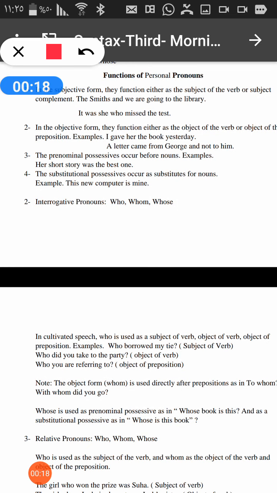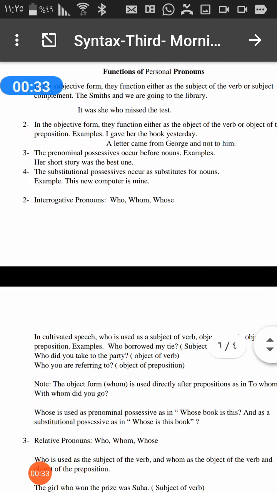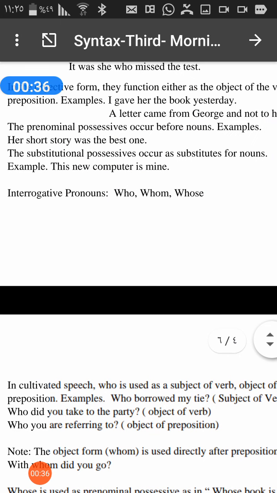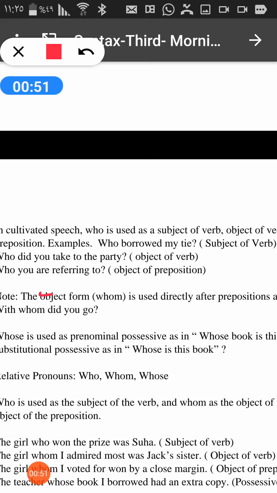Now we are going to talk about interrogative pronouns. نتكلم الآن عن الضمائر الاستفهامية as I pointed in the pen كما أشرت بالقلم. So interrogative pronouns like who, whom, whose. First of all we talk about the functions الوظائف. نتكلم عن وظائف الضمائر الاستفهامية.